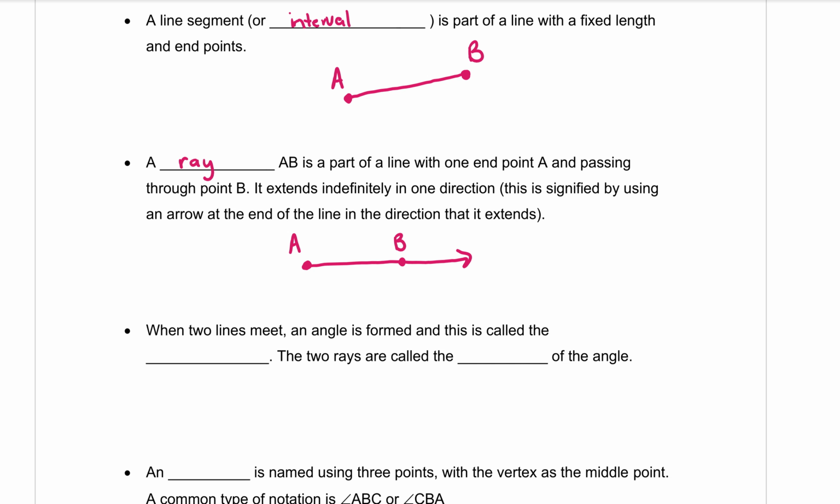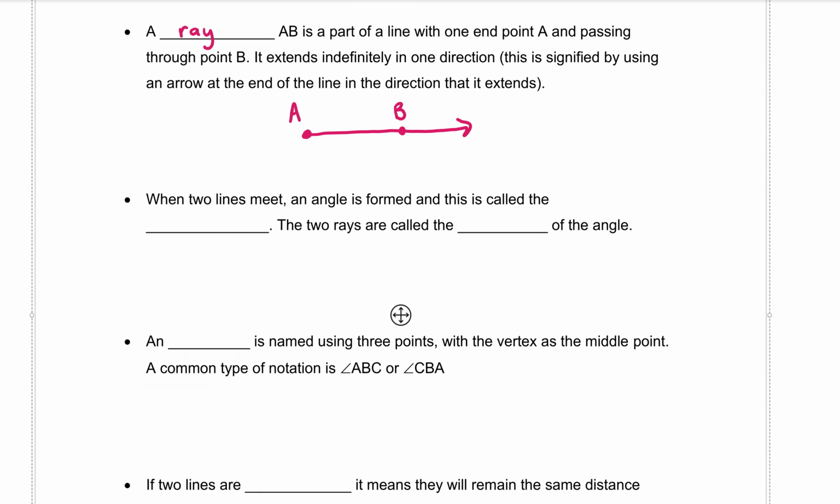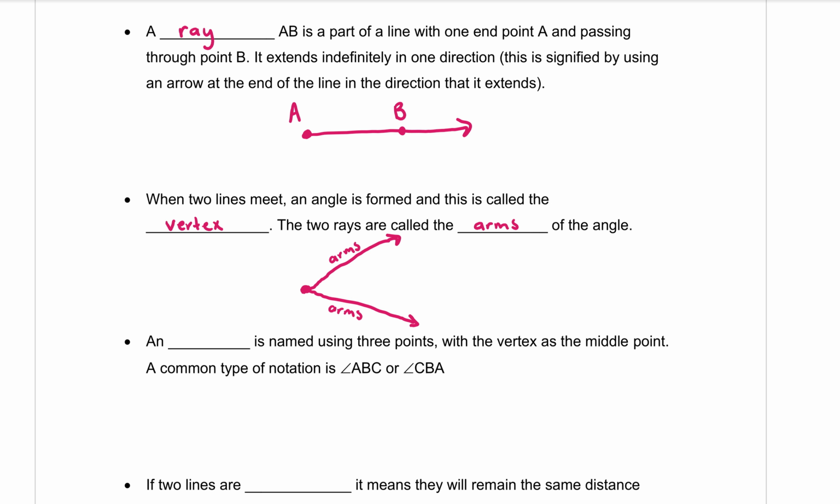Next one. When two lines meet, an angle is formed, and this is called the vertex. The two rays are called the arms of the angle. Okay, so if we draw one ray, here is my starting point, and I have a ray that is coming out in that direction, and I might have another ray coming out another direction like that. So we call those the two arms of the angle, and the point, this starting point, is called the vertex.